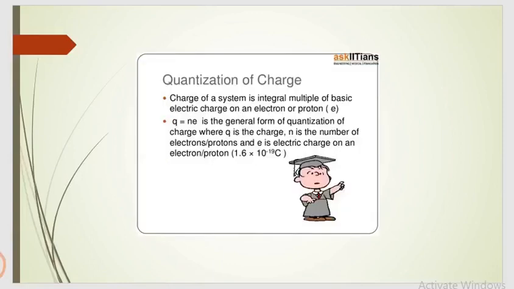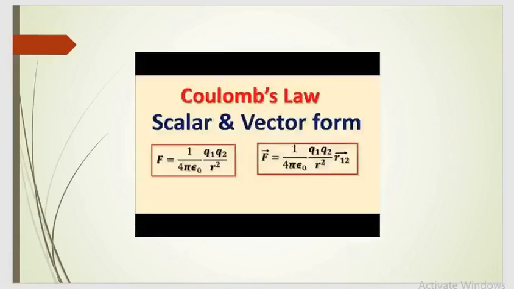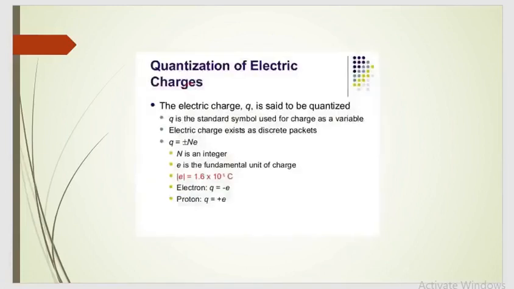Charge of a system is an integral multiple of the basic electric charge on an electron or proton. The electric charge Q is said to be quantized, where Q is a standard symbol used for charge. Q is equal to plus or minus nE, where n is an integer and e is the fundamental unit of charge, with value 1.6 × 10^-19 coulomb.